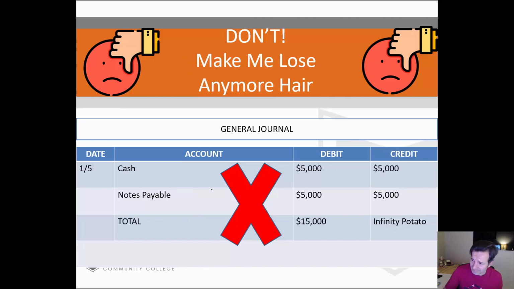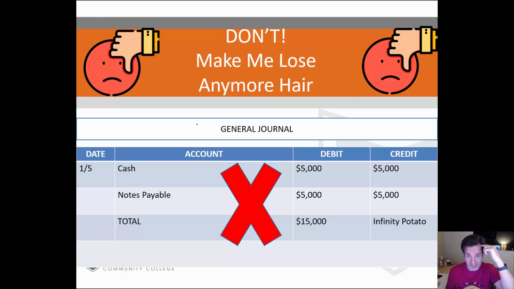And one more, don't make me lose any more hair. We show you how to make a journal entry. I'll tell you what not to do. And then every now and then, I still get stuff that looks like this. I don't know what the heck this is. People will put the word total. They'll total up the columns. They'll write words in where numbers are supposed to go. Don't do that. Don't make me lose any more hair.